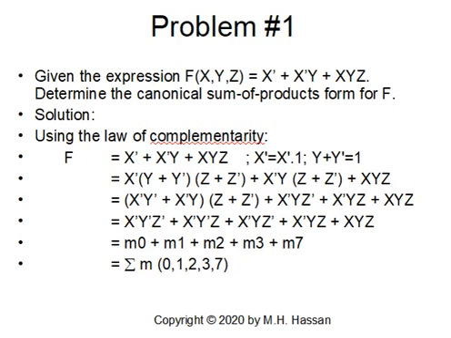Problem number 1. We are given the expression f of x, y, and z equals x prime plus x prime y plus x y z. We'd like to determine the canonical sum of products form for f. Also, this is known as the sum of minterms. There are two ways to solve this problem.